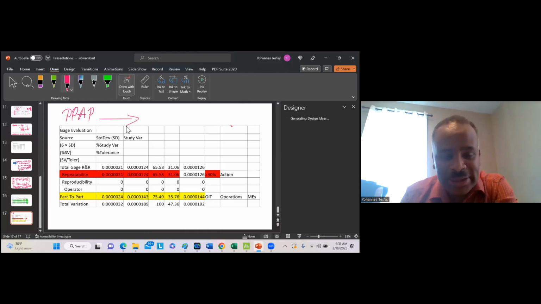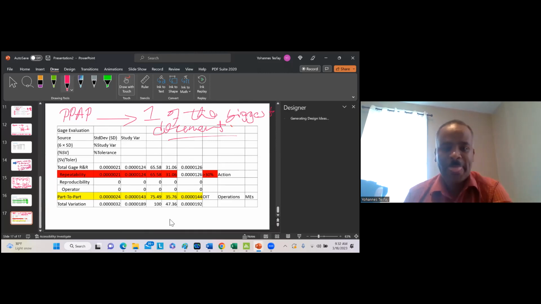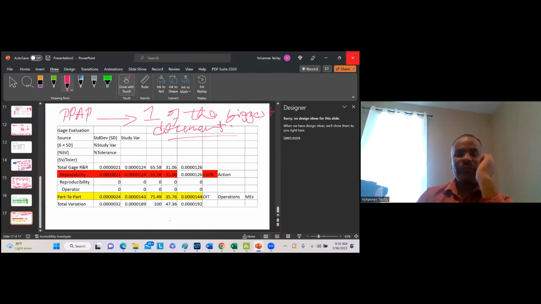One of the biggest documents. If you do a gauge study and if you are with respect for the requirements, then they're going to just approve you. Otherwise, they will not, they're going to hold you there. Okay.